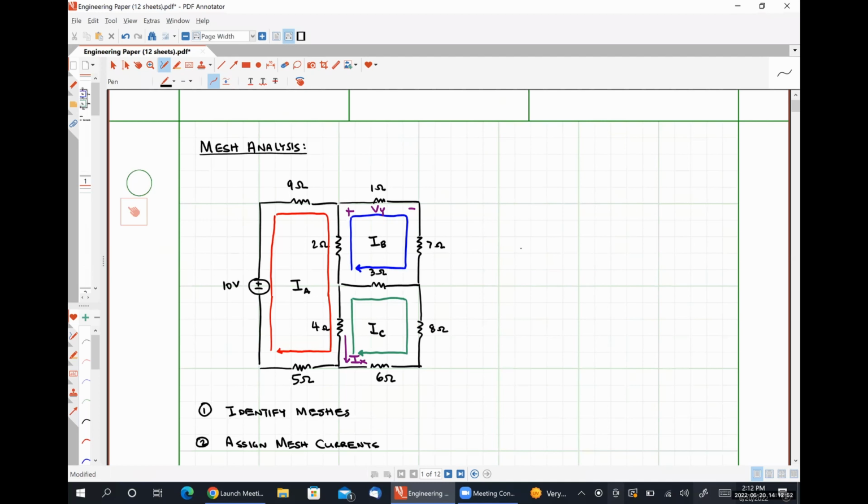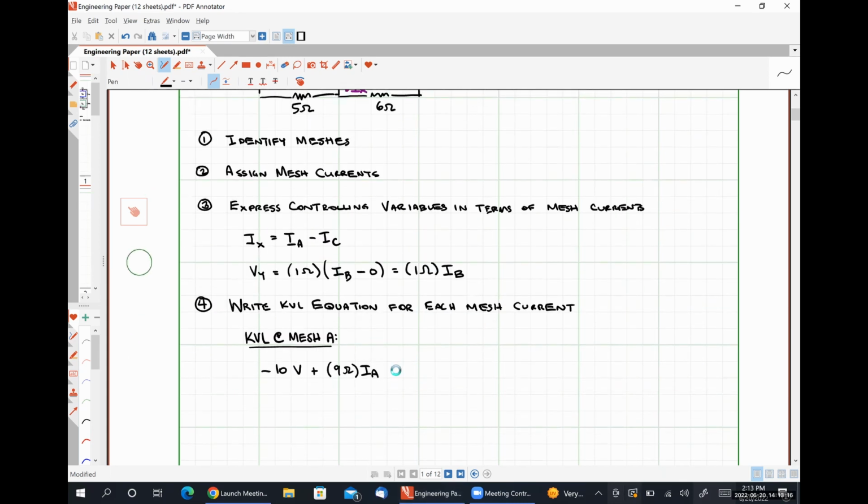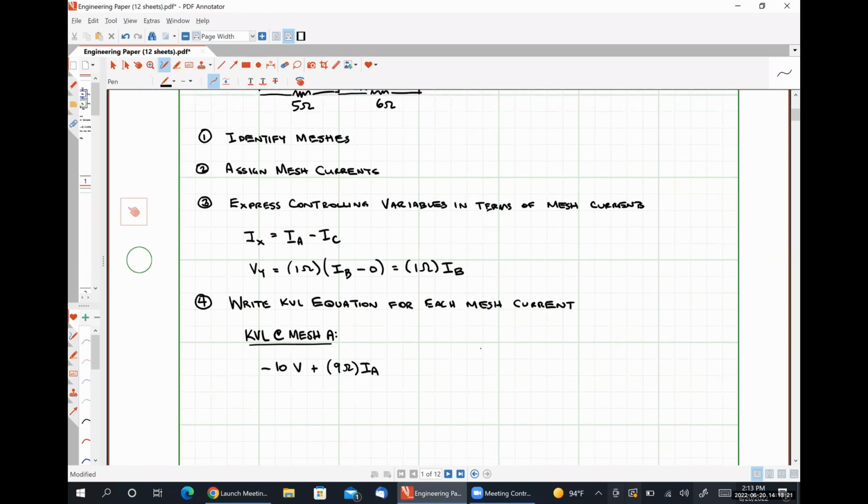The next thing we see is the 2 ohm resistor, and now we have 2 currents that are flowing through the 2 ohm resistor, okay? Since we're following IA, we're going to have positive IA flowing through the 2 ohm resistor, and IB is flowing in the opposite direction as IA as it flows through the 2 ohm resistor. So this is going to give us 2 ohms times IA minus IB.